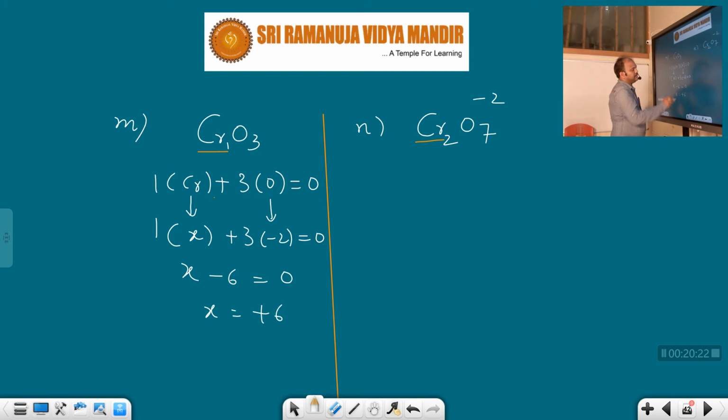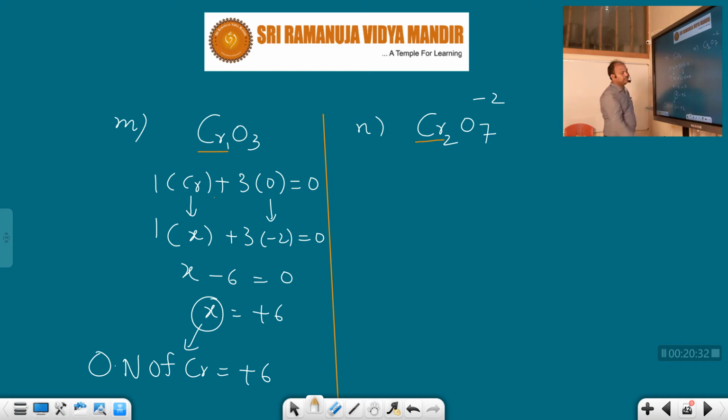X is equal to plus 6. What is X? X is nothing but chromium. So chromium oxidation number is plus 6. Therefore the oxidation number of chromium in CrO3 is how much? Plus 6. This is the answer. Next, this is chromium trioxide, CrO3.